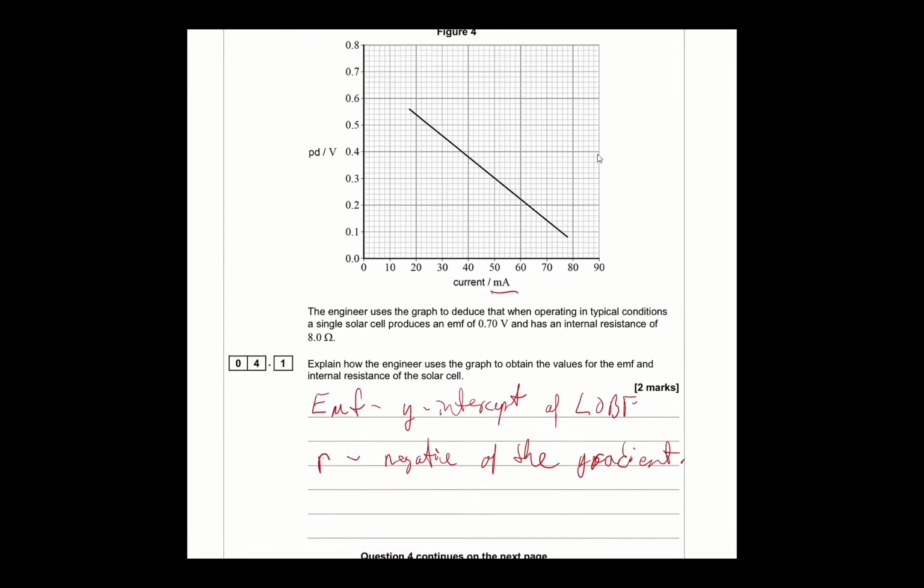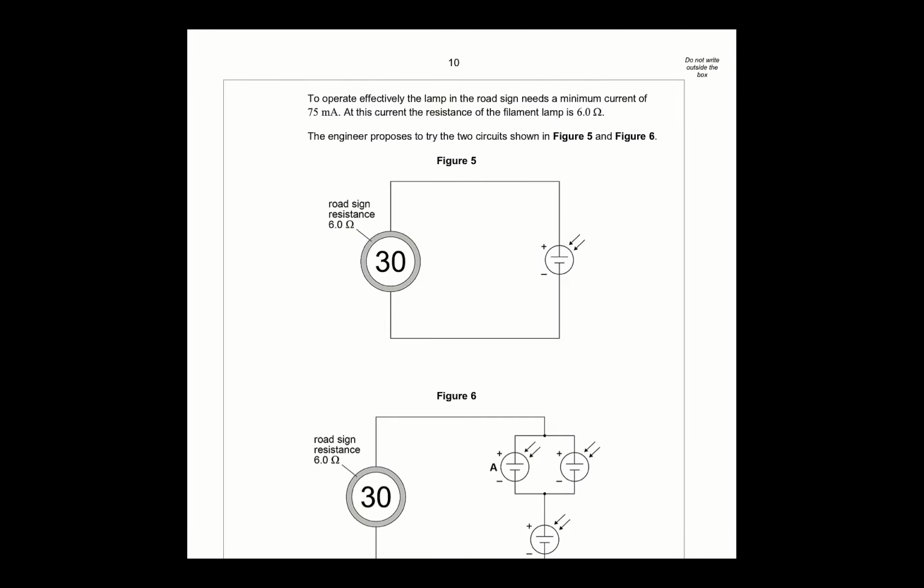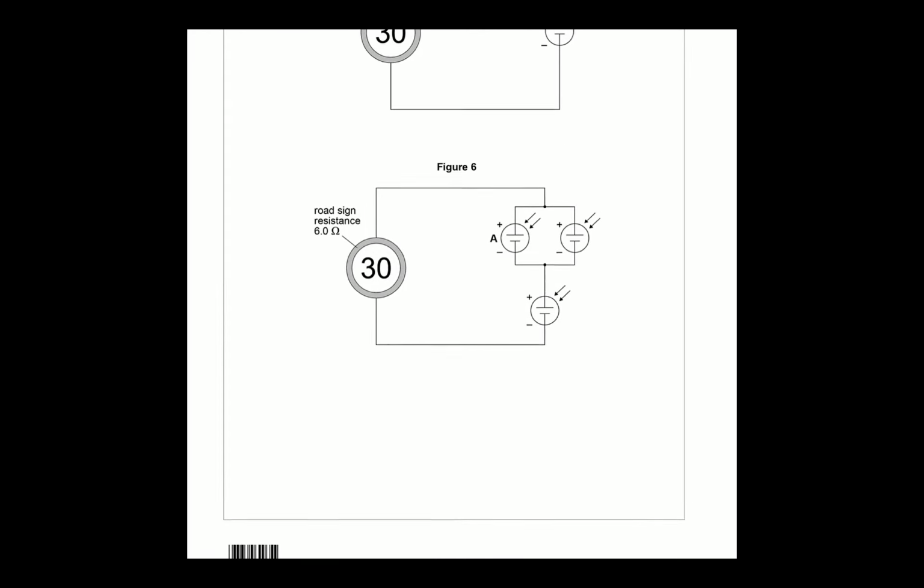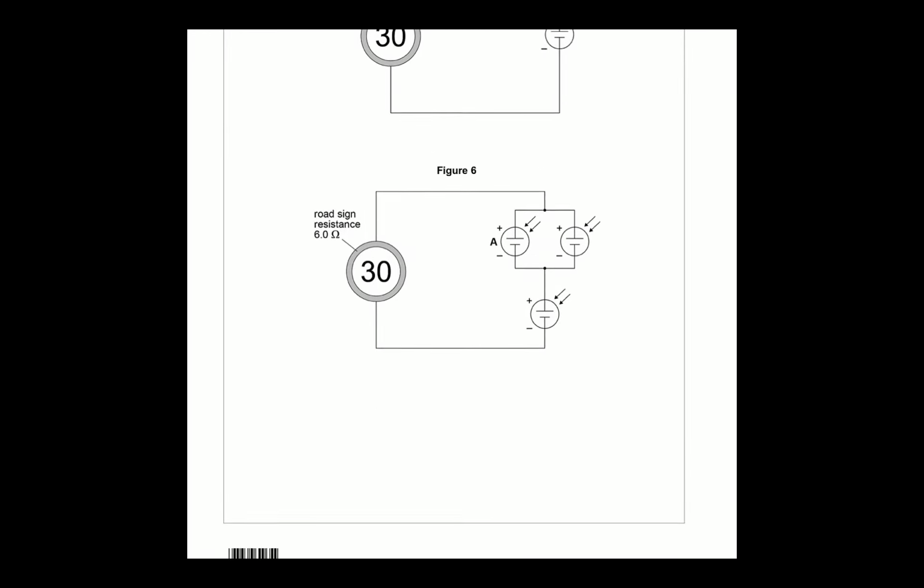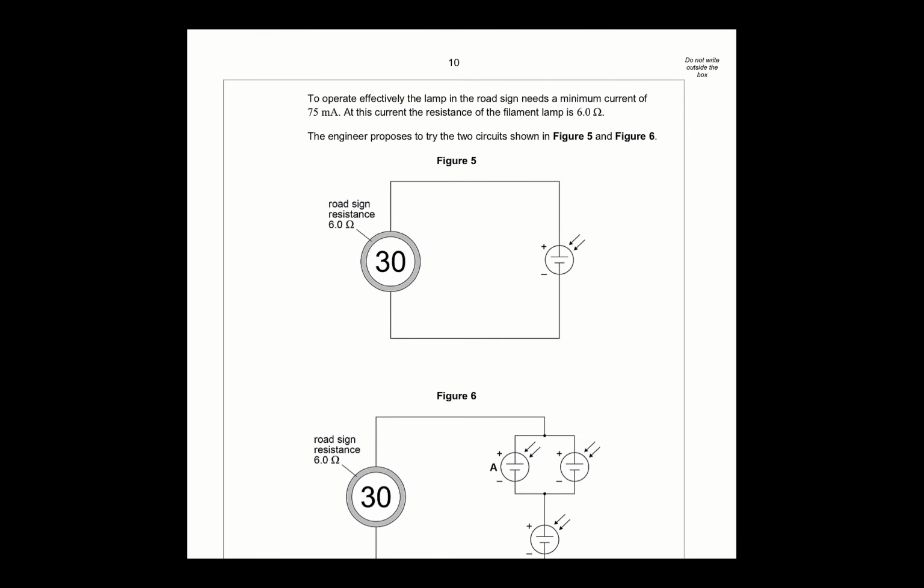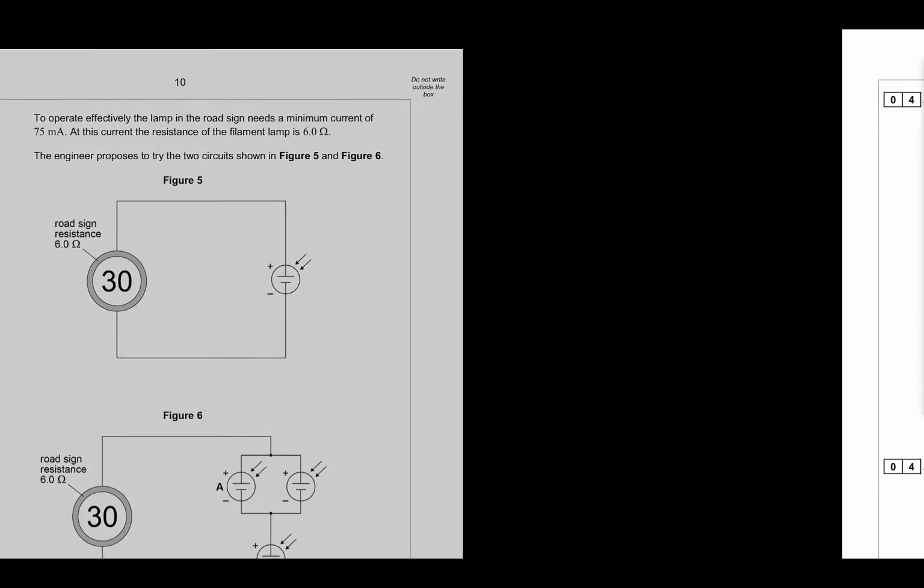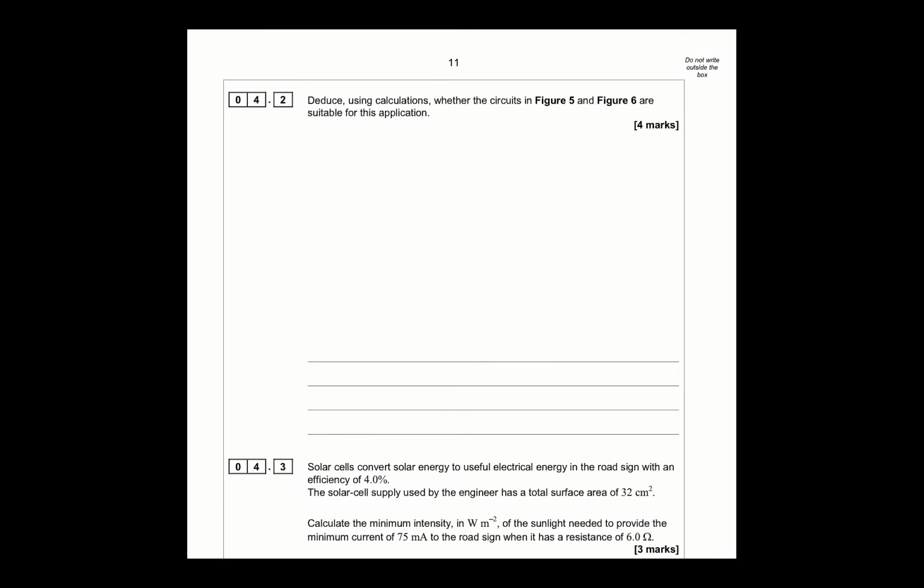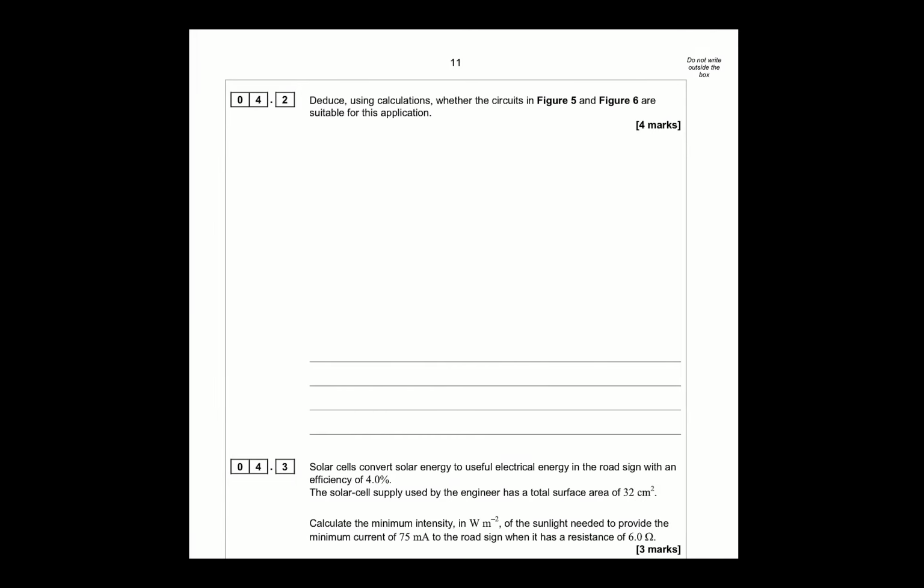So, moving on. To operate efficiently, the lamp on the roadside needs a minimum current of 75 milliamps. At this current, the resistance of the filament lamp is 6 ohms. So we've got two possible circuits. Deduce using calculations whether the circuits are suitable for this application.